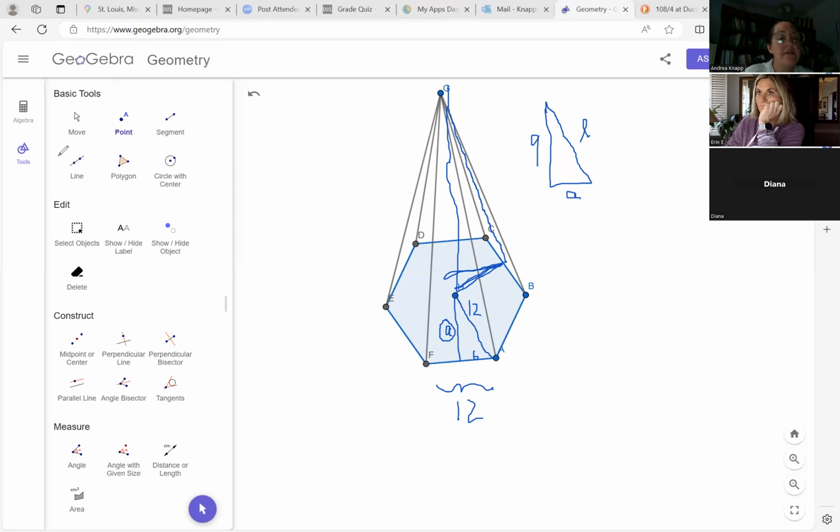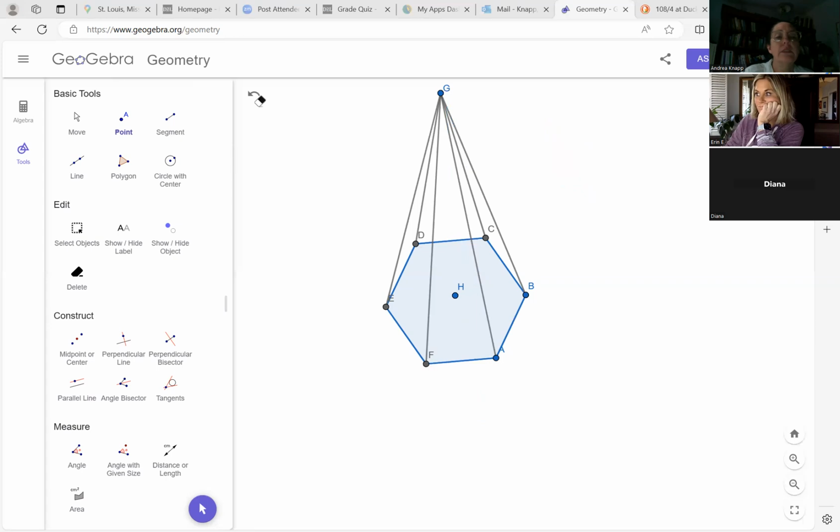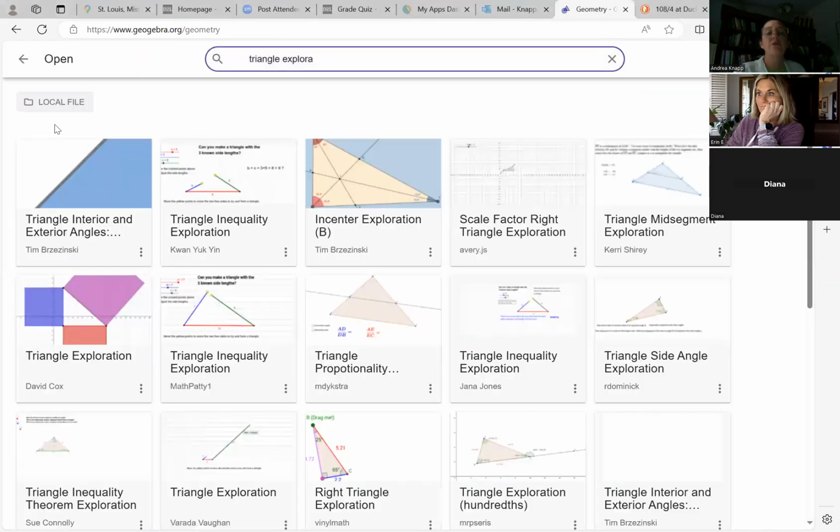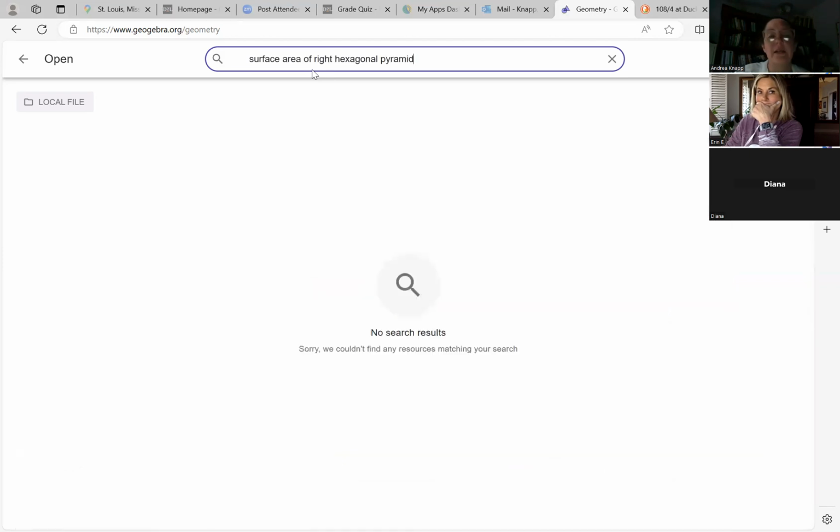Now, let's erase all this. Let's open and search for surface area, hexagonal. That's pretty detailed. No searches. I got nothing either, but I did get a regular hexagon. How about a right hexagonal pyramid? Nope.